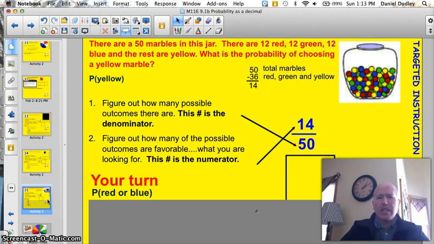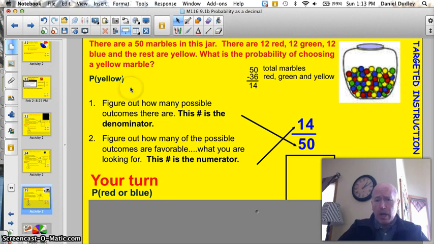This is the kind of problem they like to give on tests and quizzes because it requires you to think a little bit. There are 50 marbles in this jar. There are 12 red, 12 green, 12 blue, and the rest are yellow. What is the probability of choosing a yellow marble? Well, first of all, we've got to figure out how many yellow marbles there are.